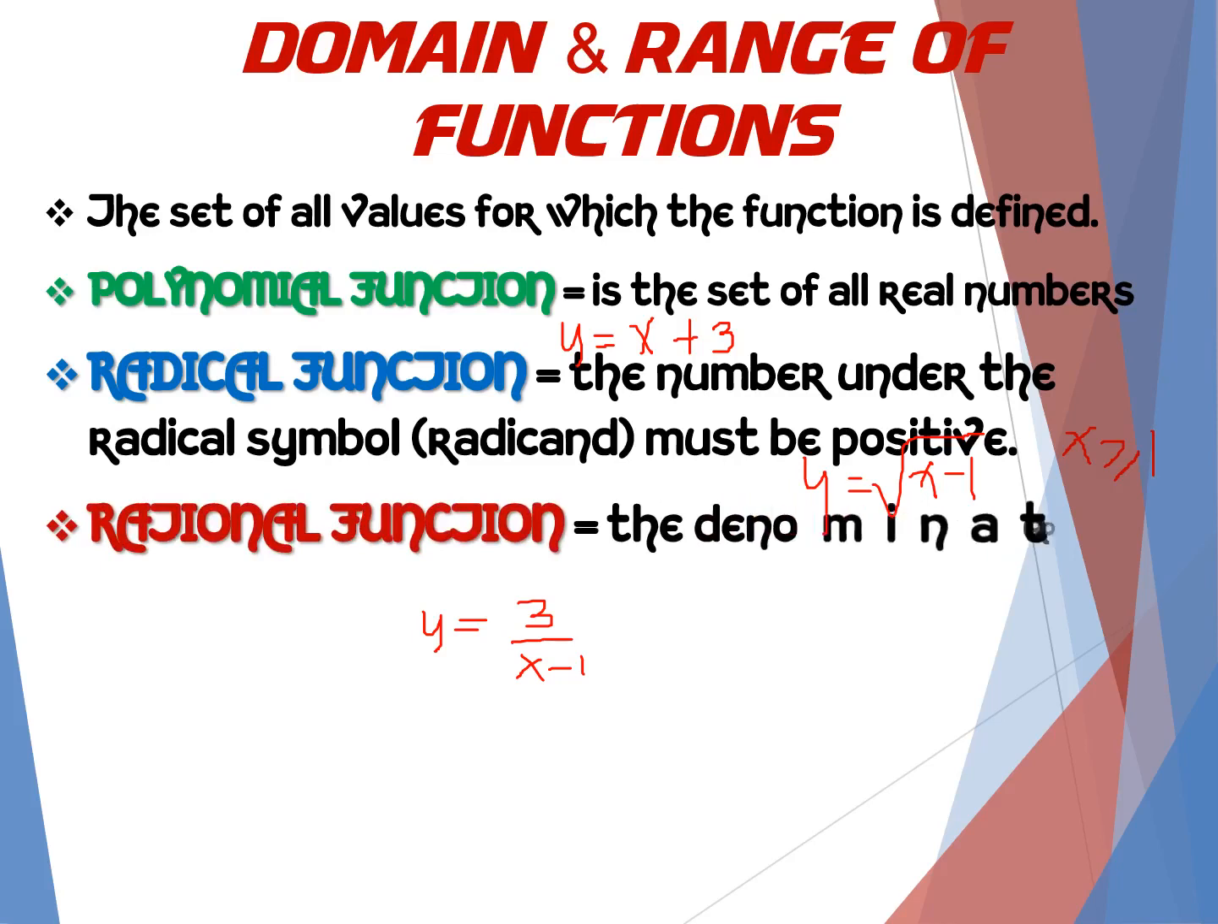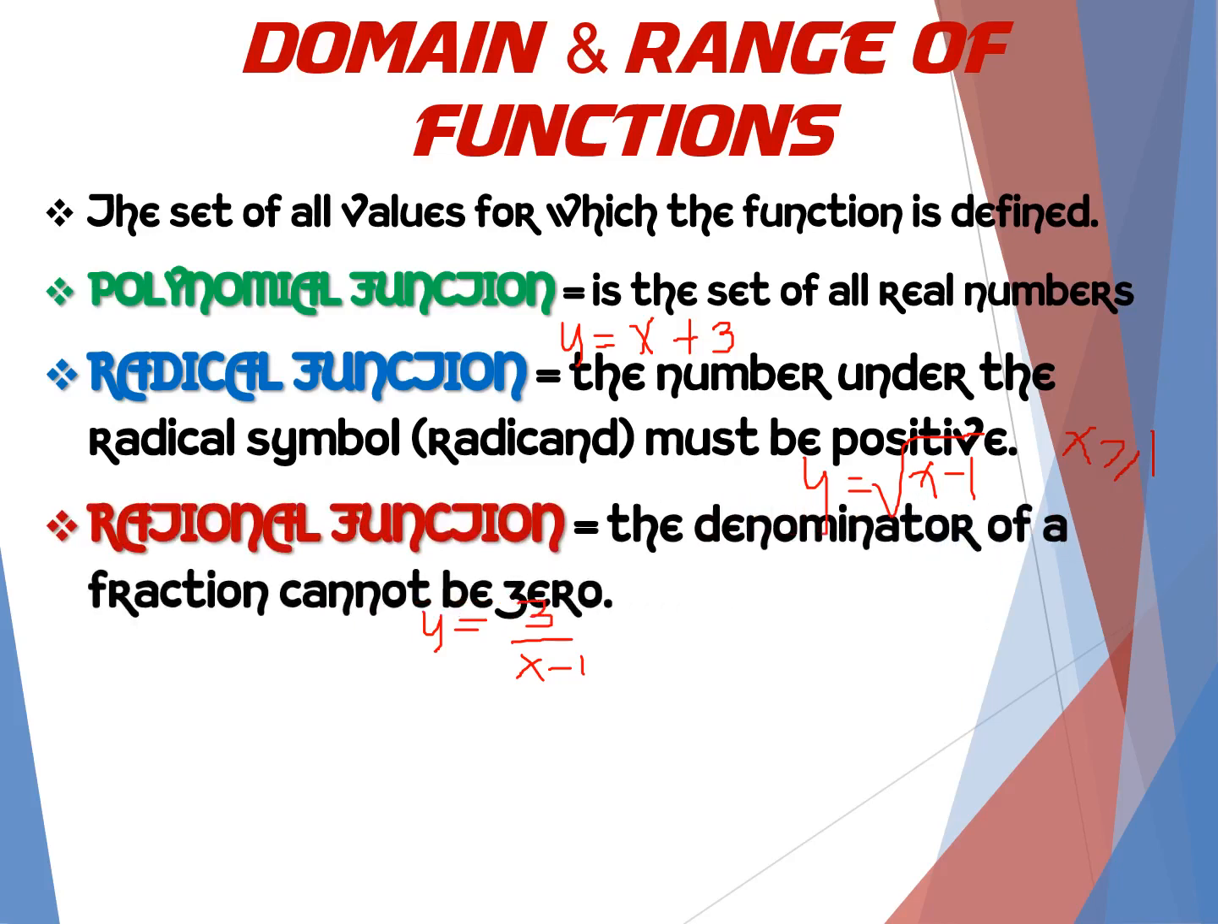Now, for the rational function, which we will be dealing with today, the denominator of the fraction should not be 0. So, for example, you have y is equal to 3 over x minus 1. The value of x here should not make the denominator 0. So here, the value of x cannot be equal to 1, since if you have 1, you will have 1 minus 1, so that will be 0. So your domain, specifically, will be any value but not equal to 1. So all real numbers except 1.